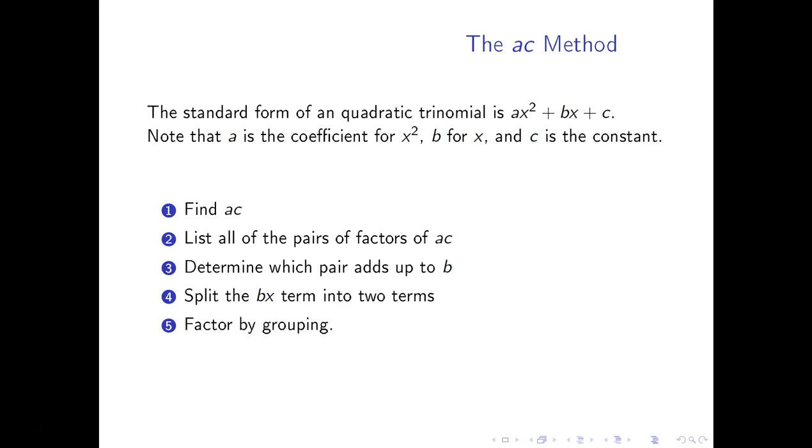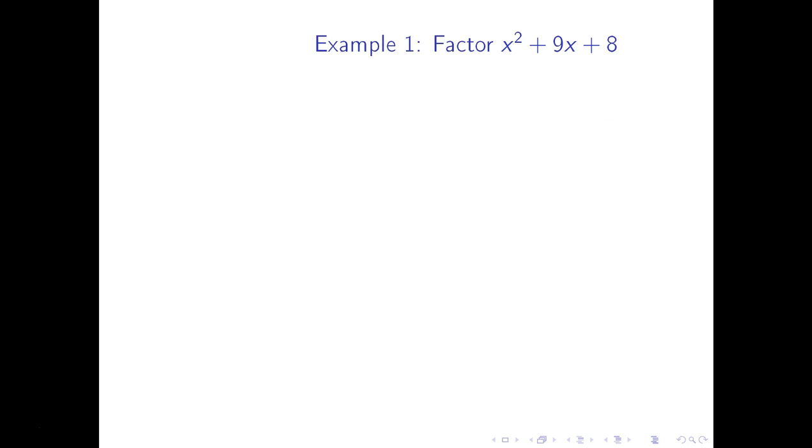This is probably a lot easier to do using some examples. And again, notice the last step: because we have split the middle into two terms, we have 4 terms, so we can use factor by grouping. So let's just do an example. Notice in this particular case, a times c is 1 times 8, since your coefficients are 1 and then 8 is the last one. So 1 times 8 is 8. I'm going to pause the video. What are the pairs of numbers that multiply together to give me 8?